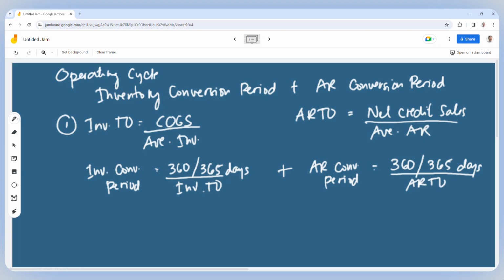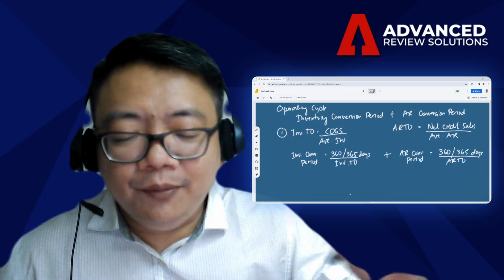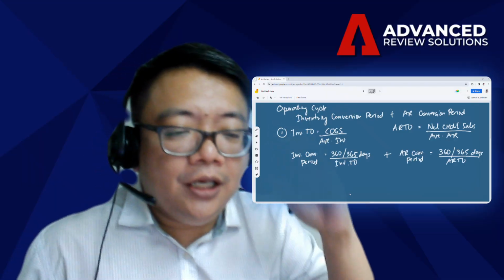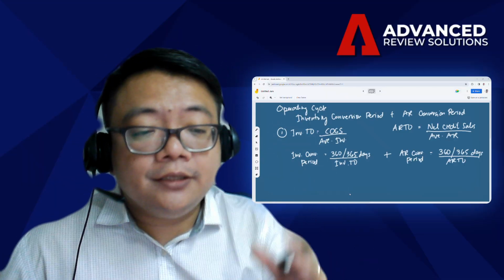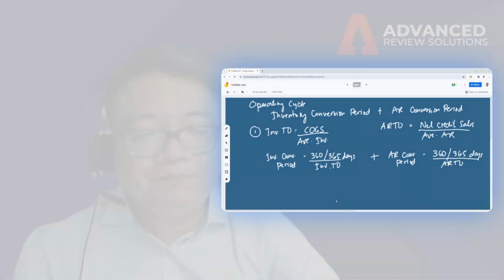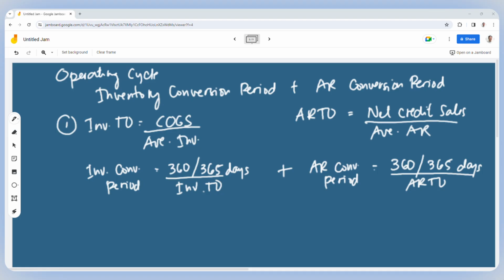So class, what is the formula? The formula here is number of days divided by inventory turnover. How about the AR conversion? Number of days divided by AR turnover. Okay, very good.